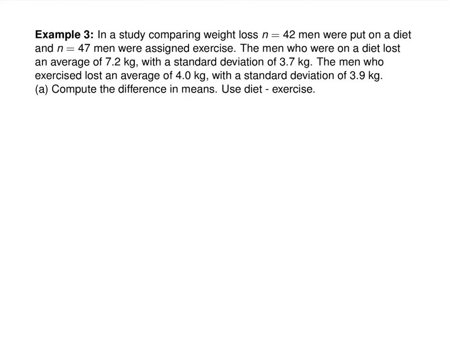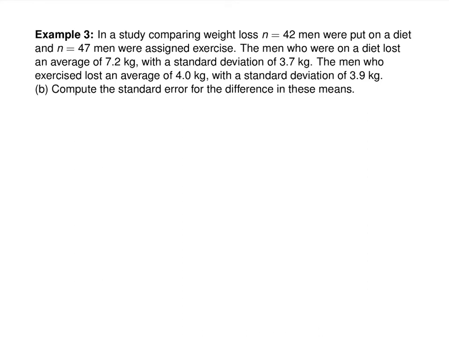So compute the difference in means. Let's use diet minus exercise. So x1 bar minus x2 bar is 7.2 minus 4.0, which is 3.2. So the difference in these two averages is 3.2 kilograms.